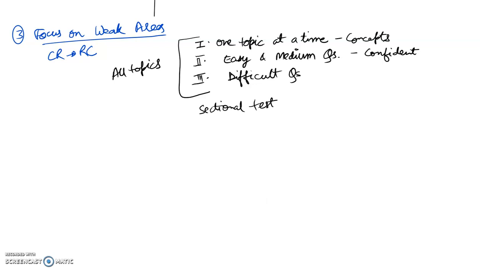Now even after taking the sectional test, if in any particular topic you have less than 70% accuracy, revise it again. Okay, so this is how you work on weak areas. So you do this for CR, you do this for RC. Once that is done, you move to the fourth step.